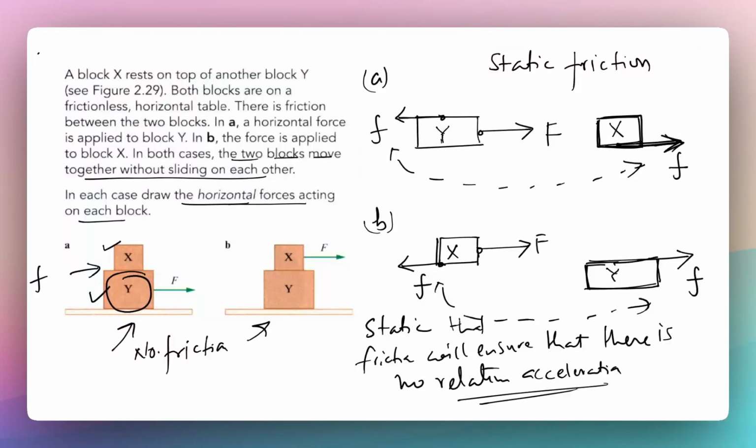When we try to accelerate this block towards right, automatically it will ensure that Y also goes in this direction. So static friction force on Y is going to be towards right. And by Newton's third law, we can deduce that it is going to be equal and opposite on X, right? So on X, it is going to be the other way around.